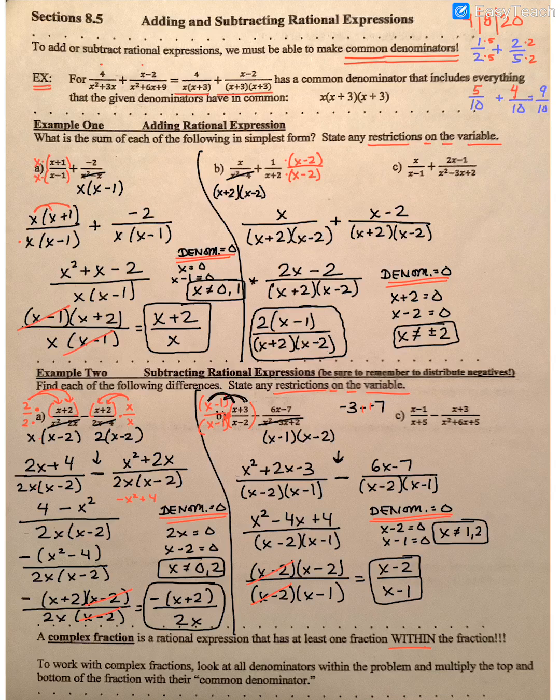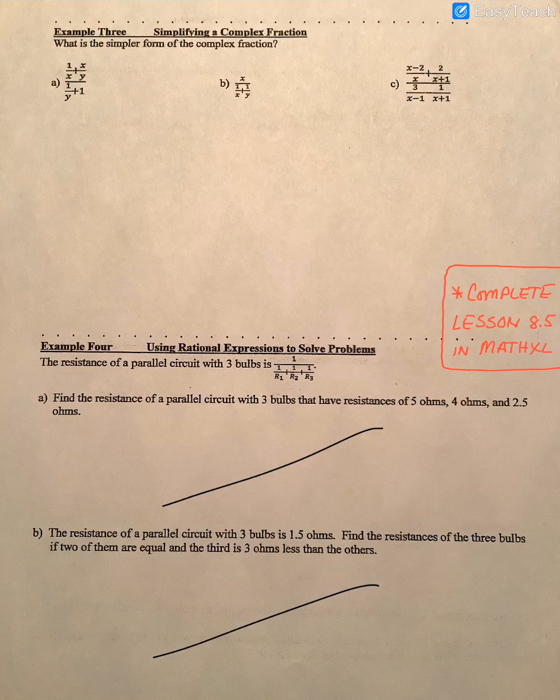The suggestion here to work with complex fractions: look at all denominators within the problem, and multiply the top and bottom of the fraction by their common denominator. What I'm basically going to have you try to do is get a common denominator on top and a common denominator on bottom, to the point where we have a fraction divided by a fraction, and then we can use our fraction rules. So, let's go ahead and look at this page.